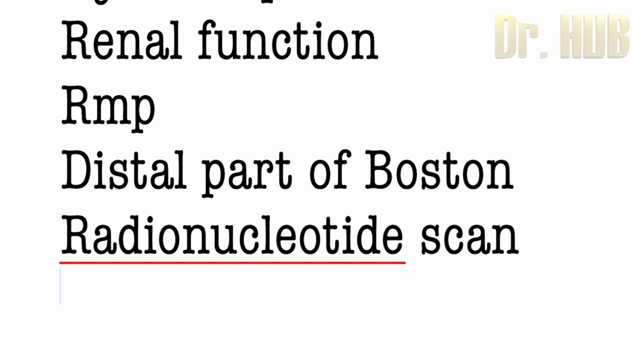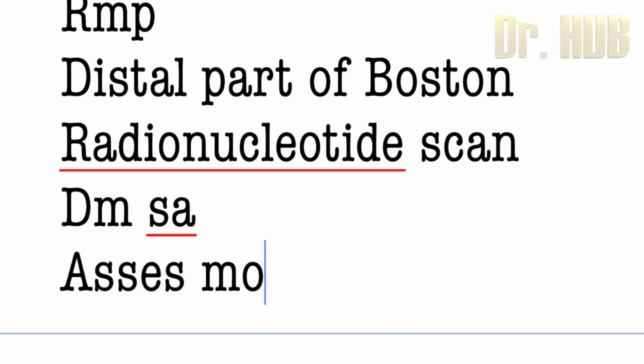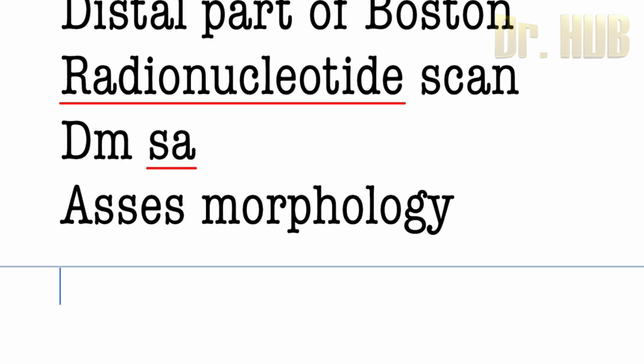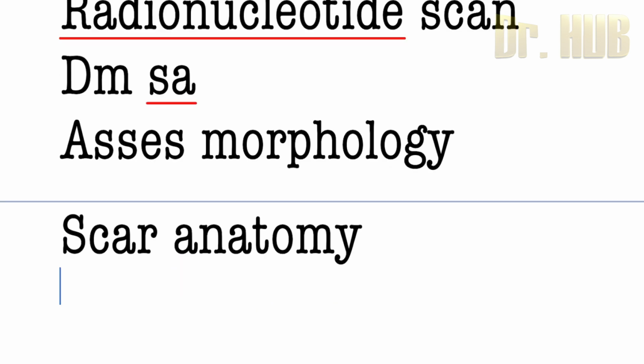So the radionuclide scan includes the DMSA. DMSA is the dimercaptosuccinic acid scan. This is to assess the morphology, the scar, and the surface anatomy.